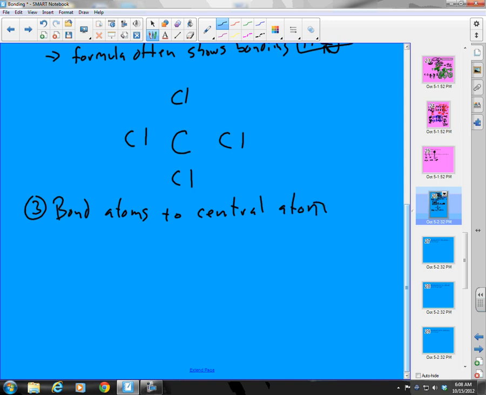Remember, that line means 2 electrons, right? So let's put a bond here, here, here, and a bond there. Great. Now, for complete octet.